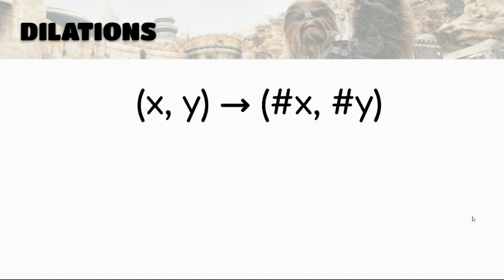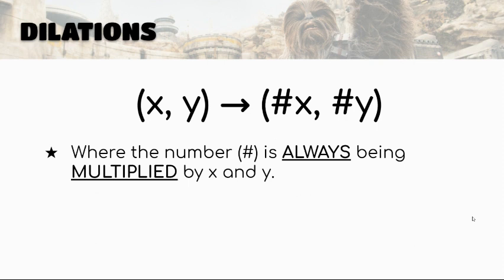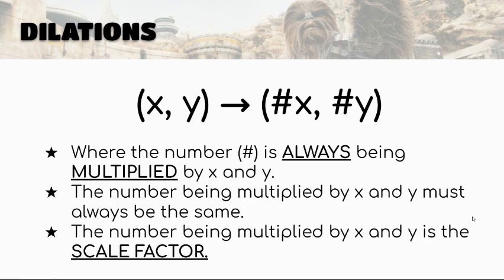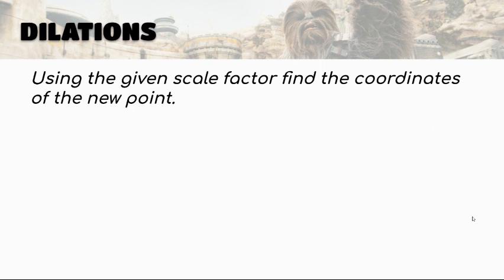Dilations, please, please, please remember, it's always multiplied. So when we get our rules for dilations, basically we're looking at what number is being multiplied by x and y, and that number is your scale factor. It has to be the same number multiplied by both of them because it is the scale factor. So we're going to take this scale factor and we're going to generate a new point.